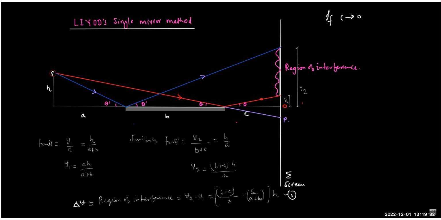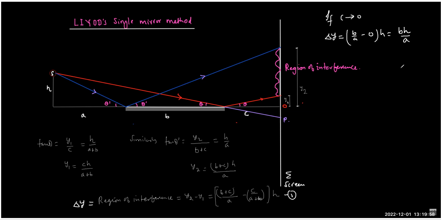Let's call it delta y. So the region of interference will be how much? B by A minus C by A, with C being 0 only, into H, which is BH by A, isn't it? Yes, sir. Okay.